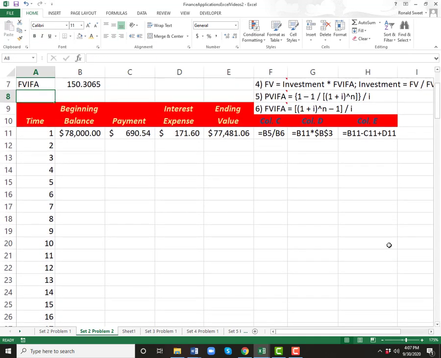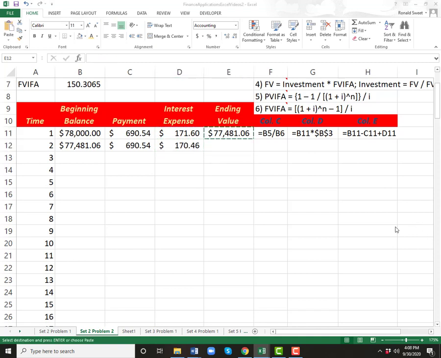What is our beginning balance? Our beginning balance is the previous ending balance. Our payment, we just reference that payment. You just do equal C11. Interest expense, you can actually drag that down. There's no reason to change that.